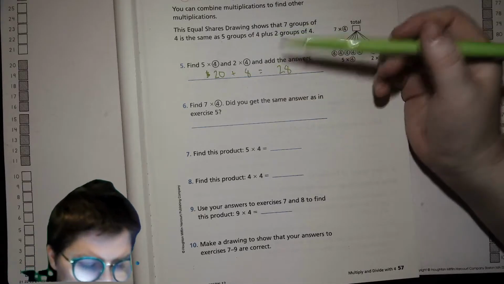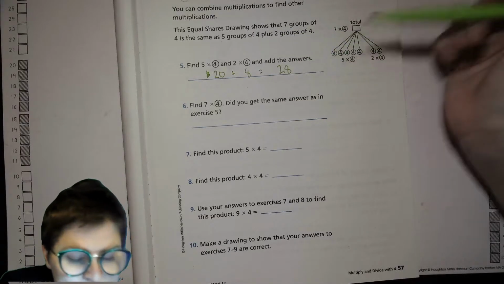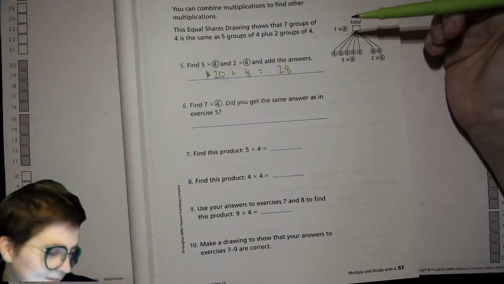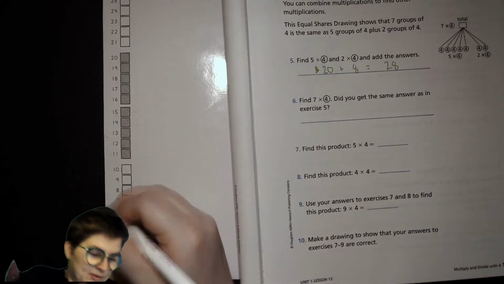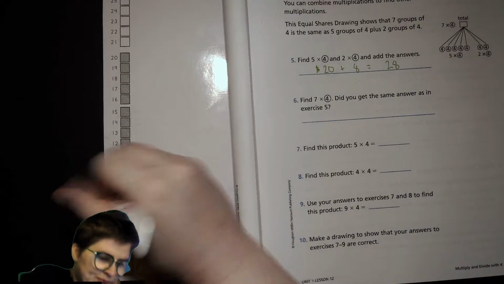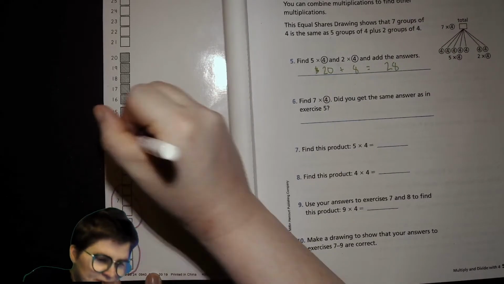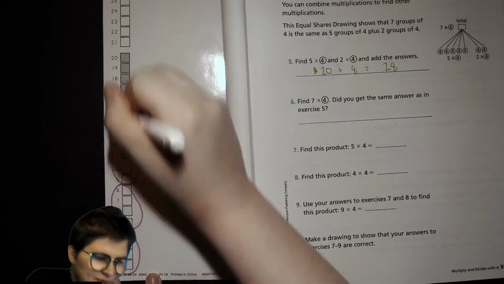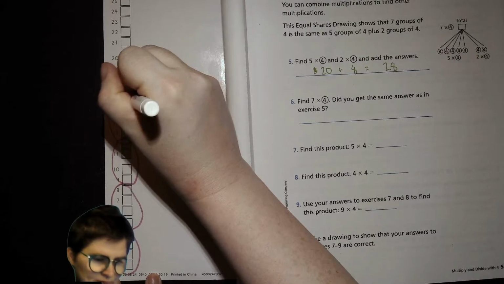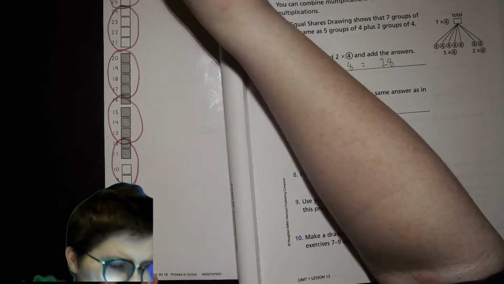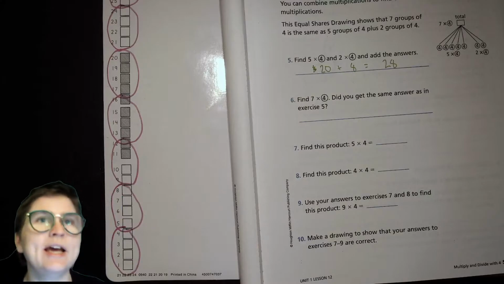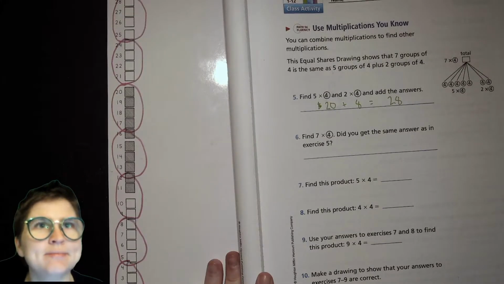Okay, now find 7 times 4. So you can count on or do our groups of 4. So looking at my whiteboard here, 1 group of 4, 2 groups of 4, 3 groups of 4, 4 groups of 4, 5 groups of 4, 6 groups of 4, and 7 groups of 4. What did we end up with? 28. Same thing, right? It's all good.